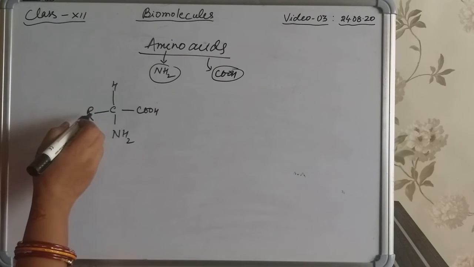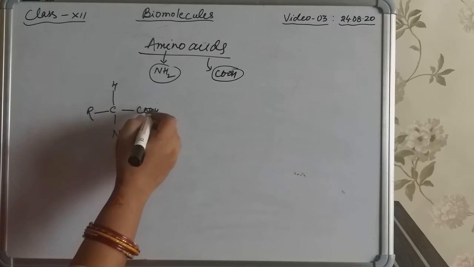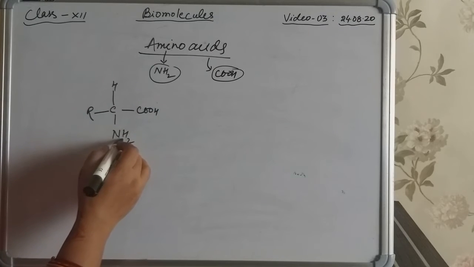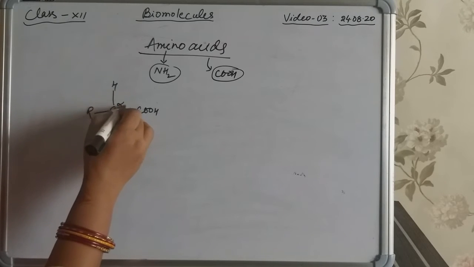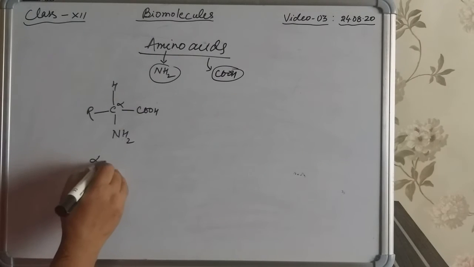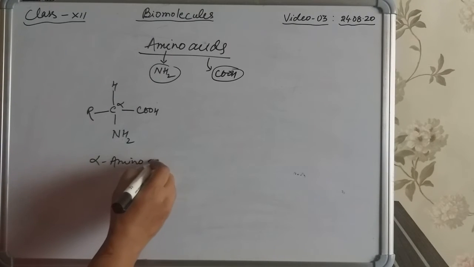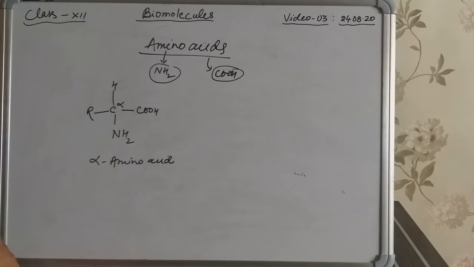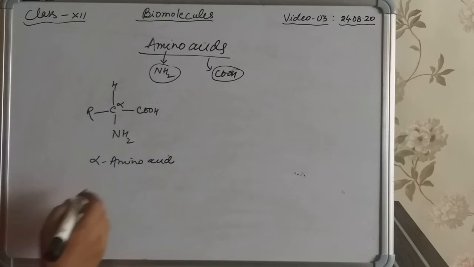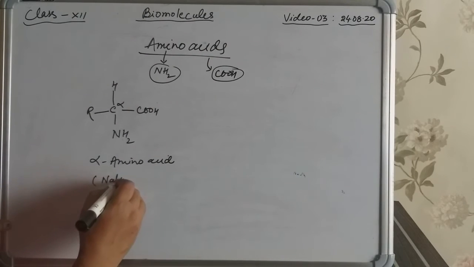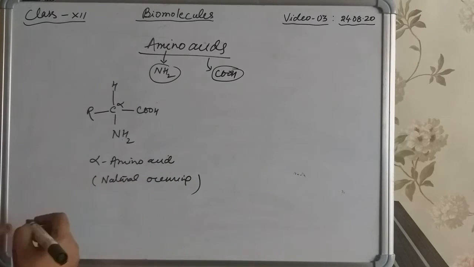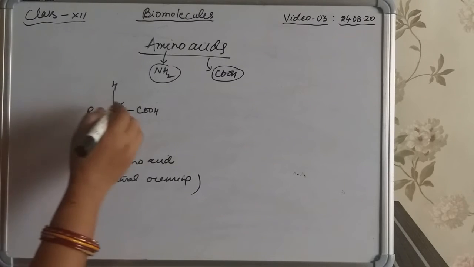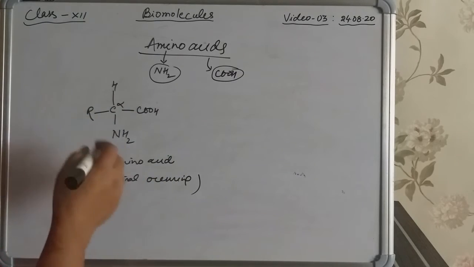If we compare the functional groups, the carboxylic acid is senior to the amine. In that condition, this is called the alpha carbon. The functional group attached to this carbon is called alpha, and it is known as an alpha amino acid. This is the naturally occurring amino acid. On the position of the carbon, alpha, beta, gamma and so on, we can discuss later.